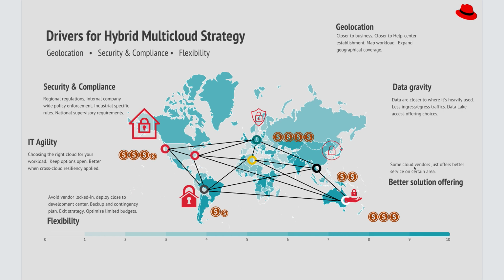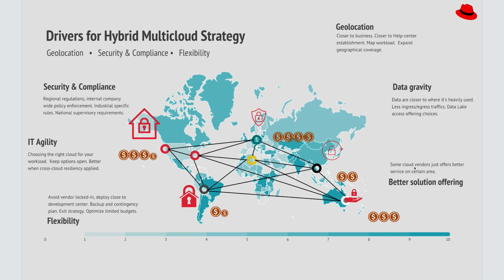And the next one is IT agility, right? You want to keep your options open. You don't want to be locked in by a single vendor. And having cross-cloud allows a lot better resiliency. Say if Amazon's down, you still have Azure, you still have Google to help you run your infrastructure.